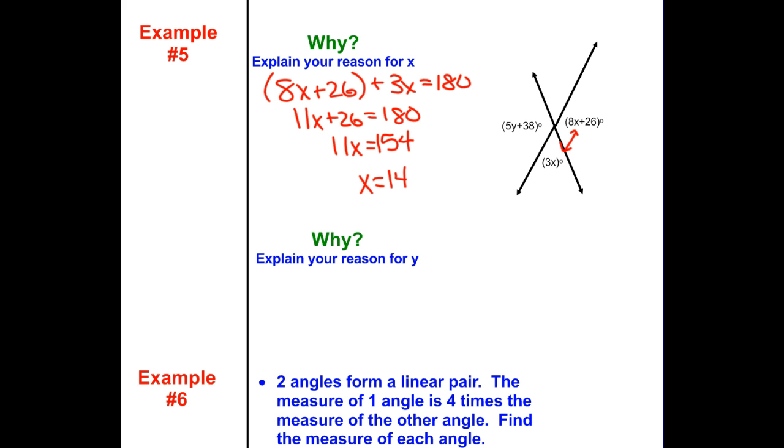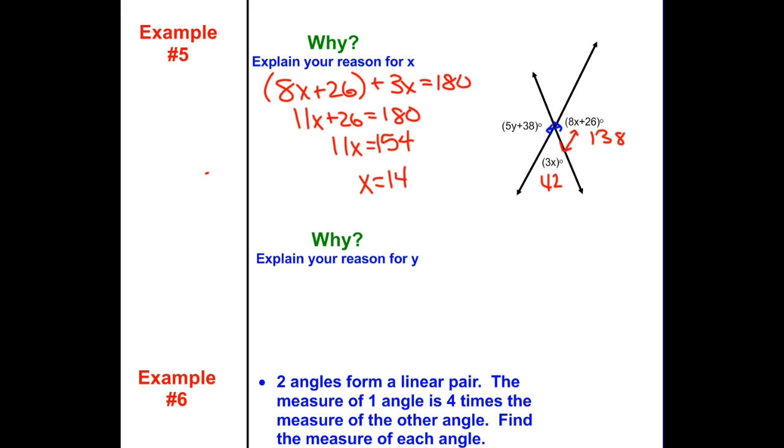Now we have to go plug that in over here. So we get 3 times 14. That's going to equal 42. And we get 8 times 14 plus 26, which equals 138, which works out perfectly because 138 plus 42 does equal 180.